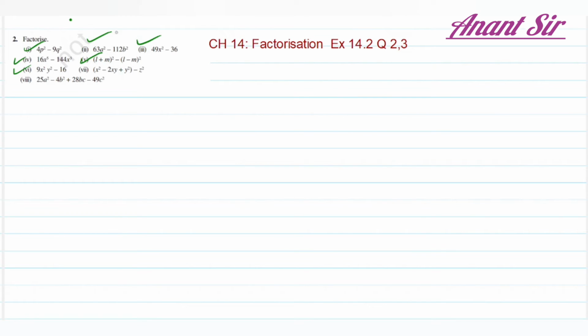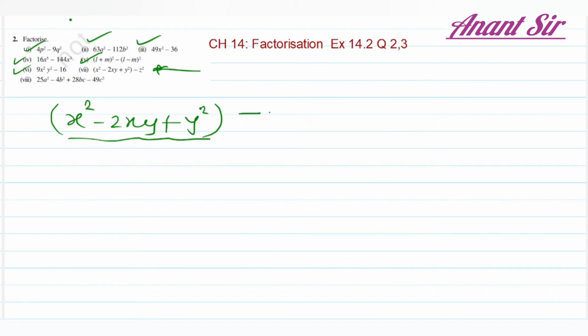Okay, friends. So question number 7. It's looking a little bit different. This type of question we have solved, okay? It was not minus z square in the second video. In the second video, we have seen how to factorize these types of questions, okay? So let's first think about this, then we will think about what to do about this z square.